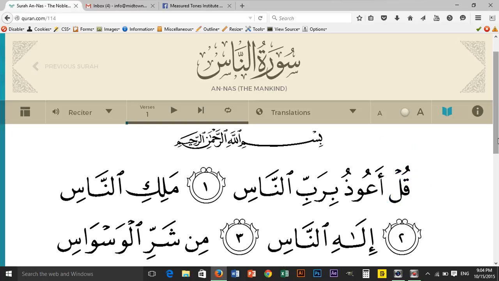So let's recite the whole surah, inshallah, the way it should be recited, paying attention to each detail of each letter. Bismillah.